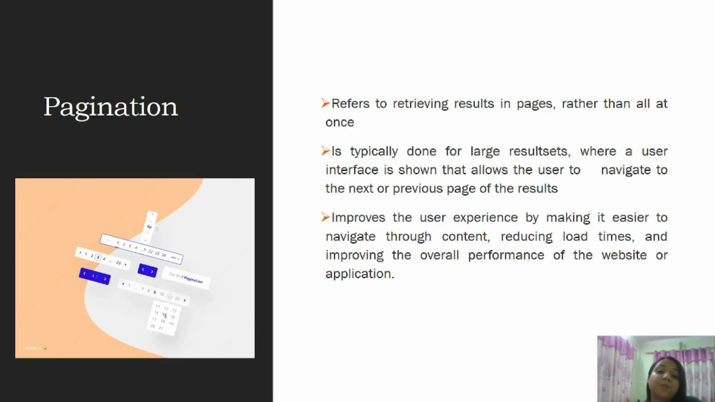Pagination is a process of breaking up large amount of content into smaller, more manageable pages. It refers to retrieving result in pages rather than all at once. It is typically done for large result set where a user interface is shown that allows user to navigate the next or previous page of the result. It improves the user experience by making it easier to navigate through content, reducing load times and improving the overall performance of the website or application.